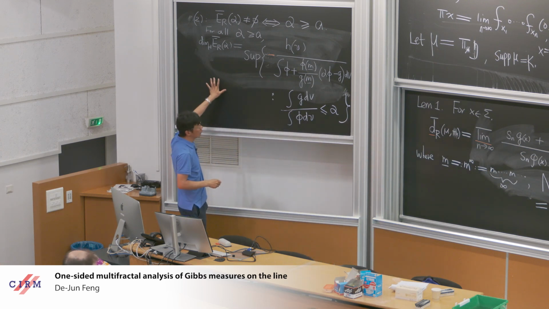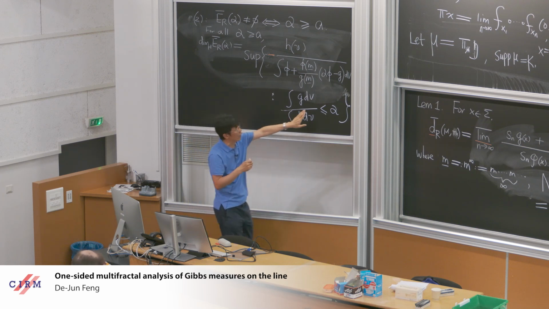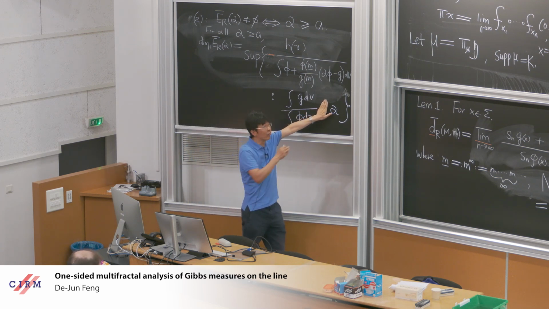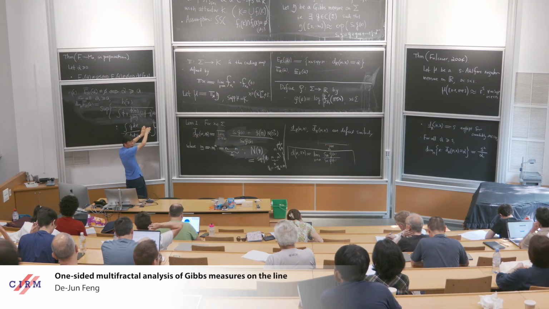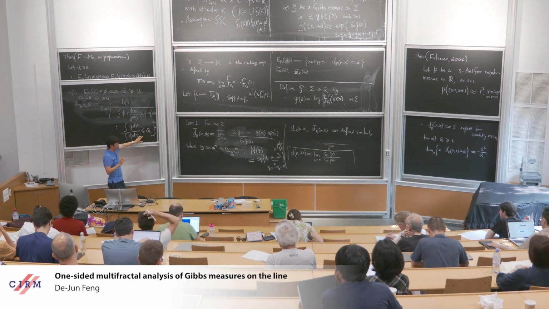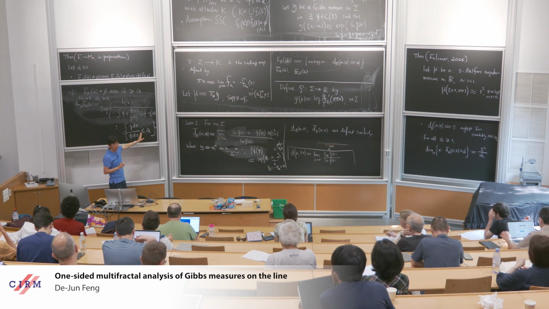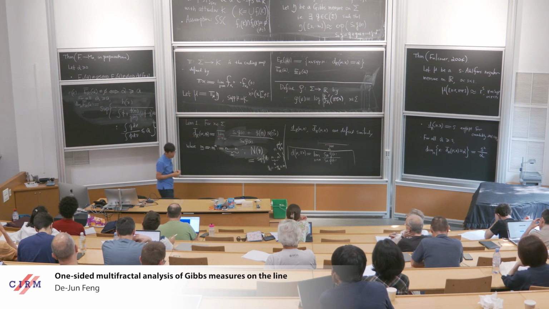For the two-sided one, the dimension also has a similar formula, but there it is an equality. If there is an equality, then a term disappears. Okay, but now we just have an inequality here. Okay, so that's the expression.